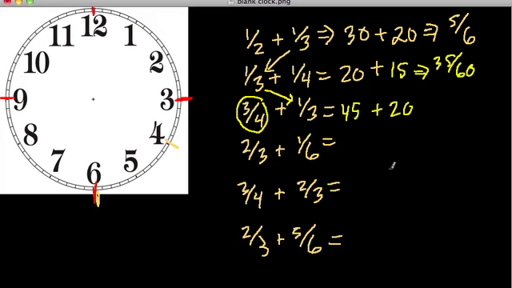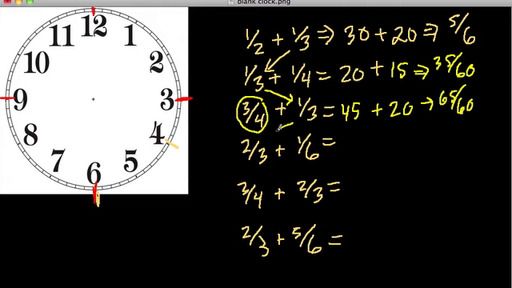So 45 and 20 gives us 65 minutes. And we can write that as 65 out of 60, because we're thinking about 65 minutes relative to 1 hour or 60 minutes. It's okay to have an improper fraction.